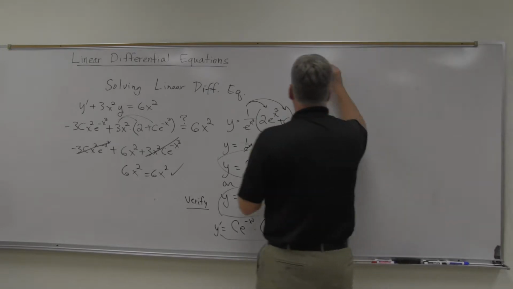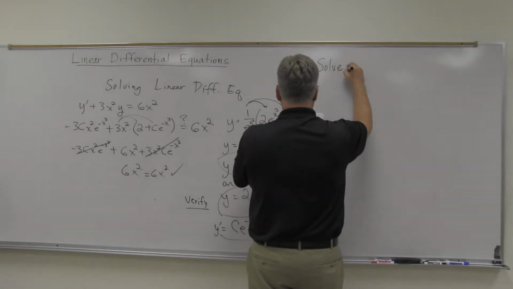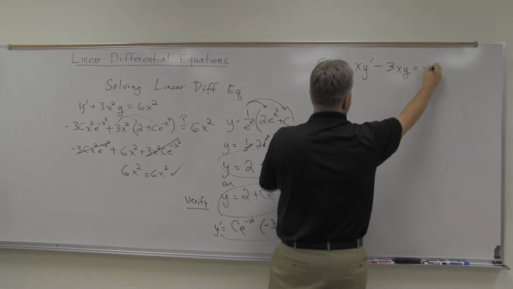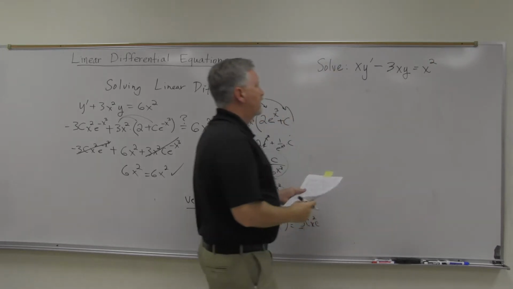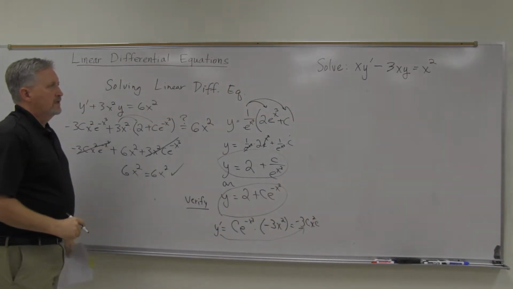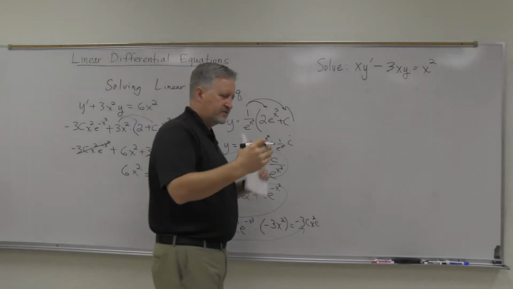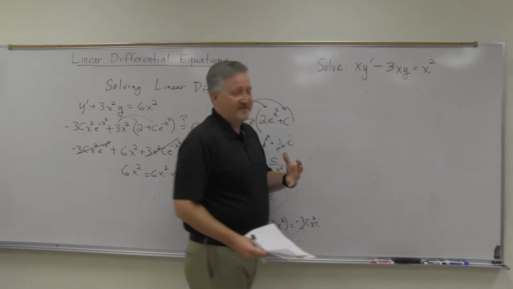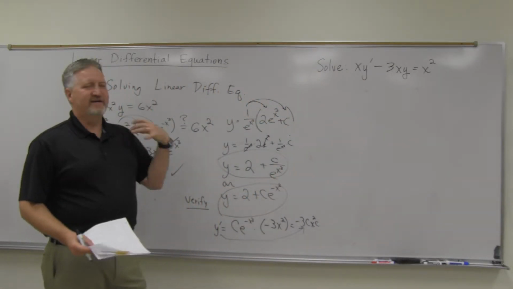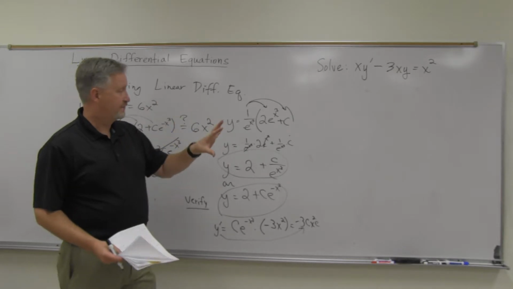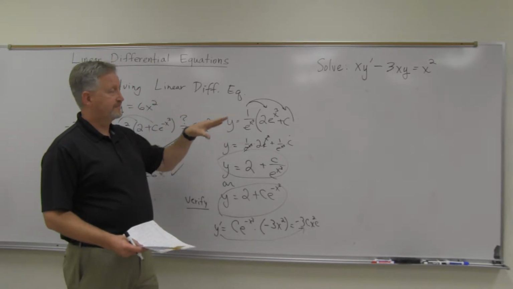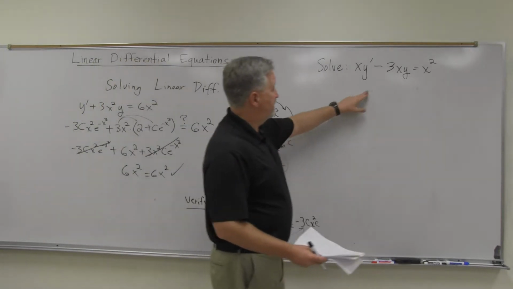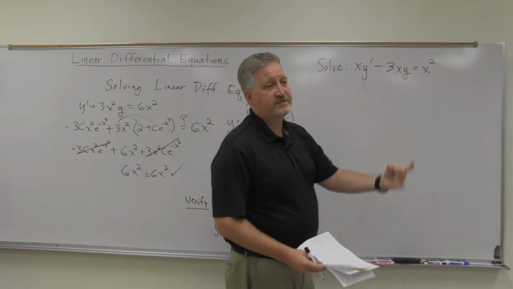How about, let's solve xy prime minus 3xy equals x squared. We said it's a two-step process. However, there might be a step 0, I guess we might call it, because for that formula to work, the I of x and then the solution formula, it's got to be in the standard form. I don't want to just jump in here and say, well, that's p of x and that's q of x, because this one isn't standard form.